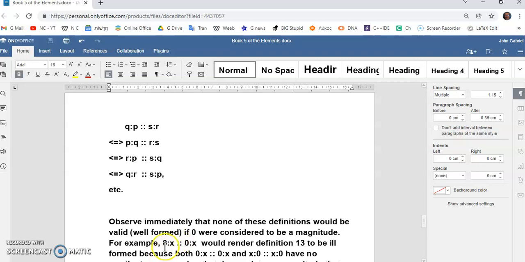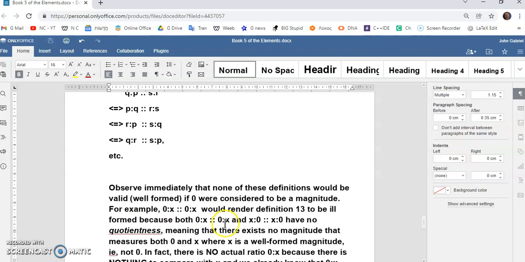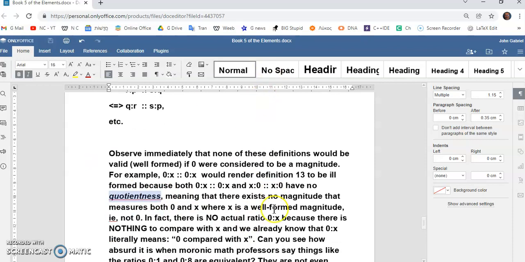So, for example, if you were to say 0 colon x, where x is an actual, well-formed magnitude, proportional to 0 colon x, it would render definition 13 ill-formed. You couldn't do it because neither of these has quotientness. What does quotientness mean again? We saw an earlier meaning of that. It means that there exists no magnitude that measures both 0 and x, where x is a well-formed magnitude. In other words, not 0.